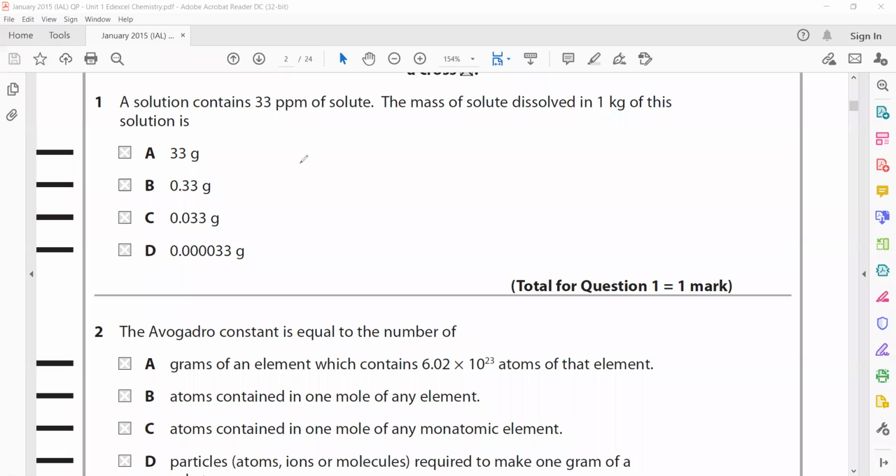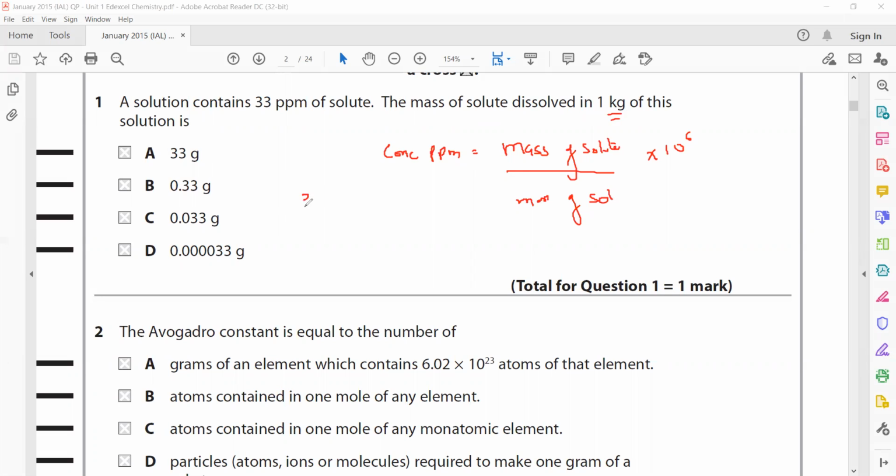So, the first one: a solution contains 33 parts per million solute. So, we have the concentration in ppm, the mass of a solute dissolved in 1 kilogram of the solution. The formula: concentration in ppm, parts per million, is equal to mass of solute divided by mass of the solution into 1 million. But both should be in the same unit because we need our answer in grams. So the mass of the solution should also be in gram.